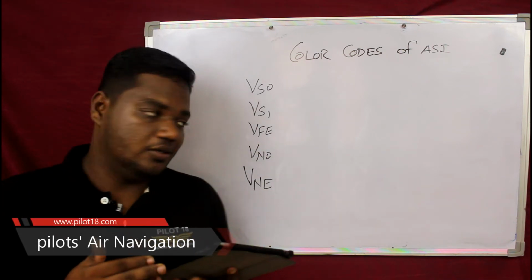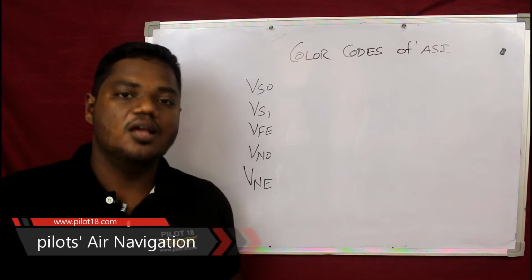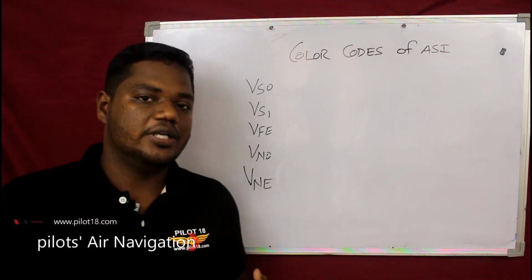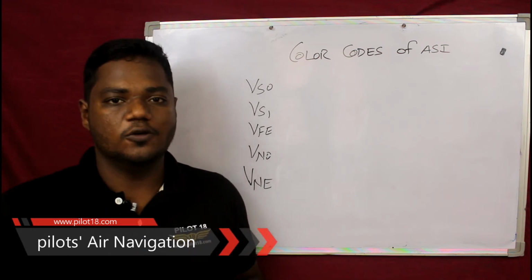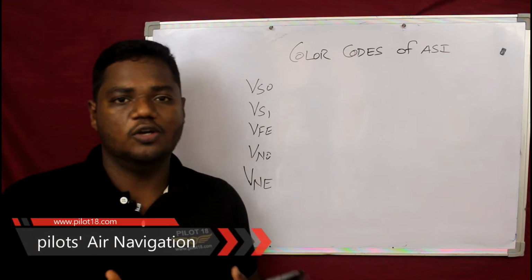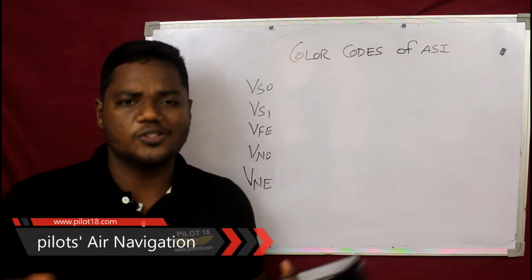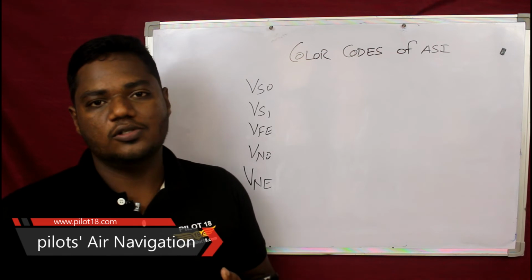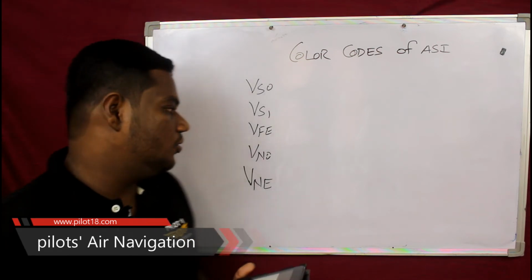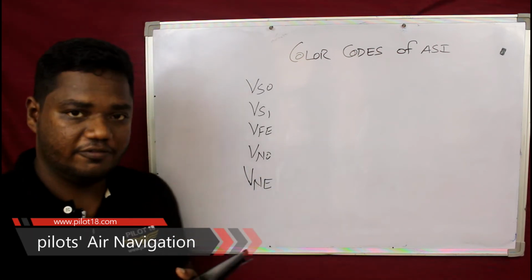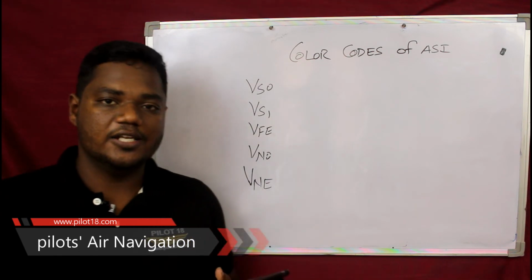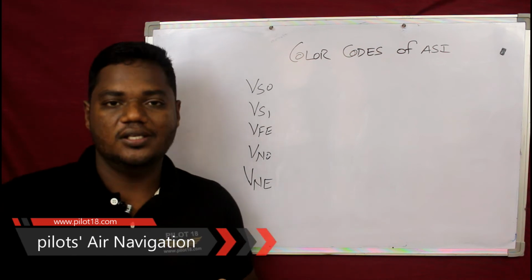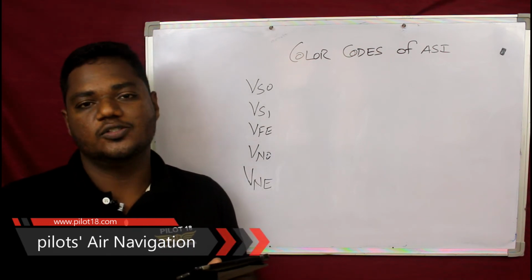So what does this mean? Beyond this, we should not go unless it's smooth air. Smooth air means a calm environment. There are no tough winds. Just as water can be smooth or rough, air also gets smooth and rough. So VNO is the upper end of the green arc. You should not exceed the speed except in smooth air.